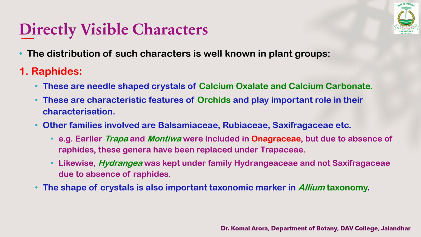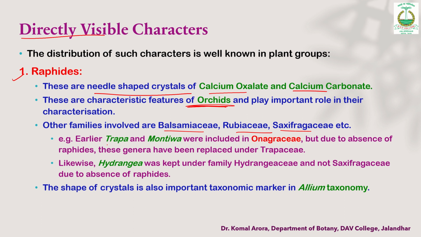Now, first category, the directly visible characters. In this, we have raphides. What are raphides? These are needle-shaped crystals of calcium oxalate and calcium carbonate. They are characteristic of orchids, means the members of family Orchidaceae, and other families like Balsaminaceae, Rubiaceae, Saxifragaceae. On this basis, some decisions in the taxonomical classification have been taken in the past.